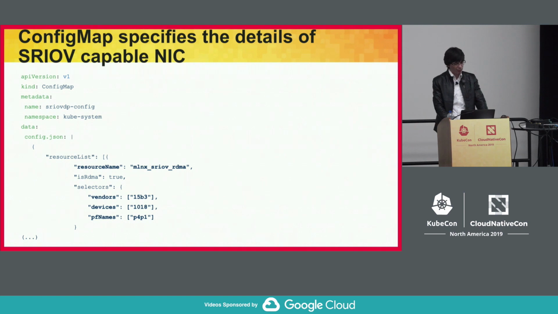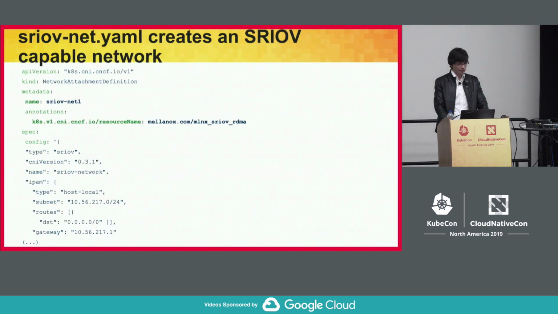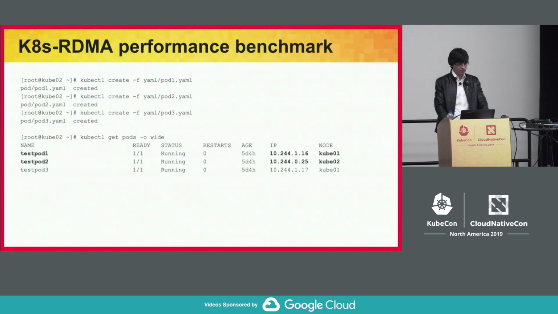So the config map is linking the hardware details. Specifically, we've got the vendor and device IDs as well as the interface name in the operating system, and we labeled that with the resource name that we can reference later. And then we create an SR-IOV network, which references this plugin as well. And this puts us in a position where we can run some tests. So I'll just switch over to some demonstrations that we prepared earlier.